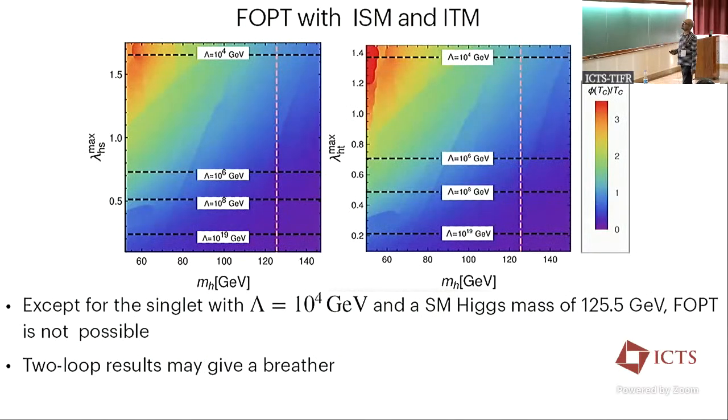Now look at the one loop result here. This is a kind of 3D plot. The 5 plus TC over TC is varied from 0 to 3.5. The bluish region is basically the second order phase transition, and the yellowish to orangish region corresponds to the first order phase transition. So you can see that only for the singlet case, with a very effective theory case where the perturbative scale is around 10 to the 4 GeV, you can achieve it. So this is very, very restrictive.